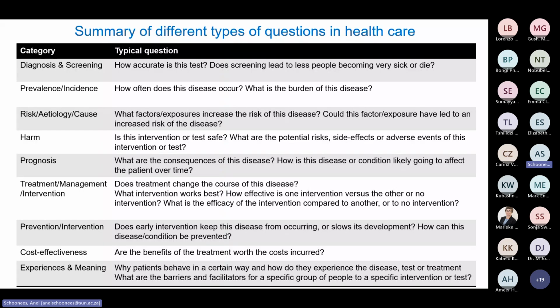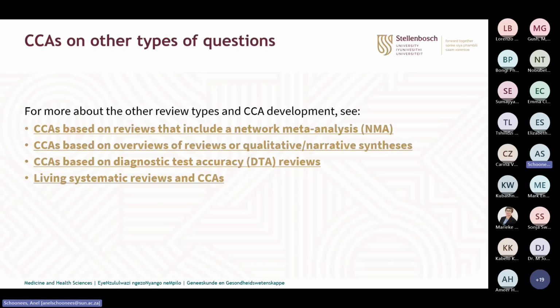So if you are interested in the other types of questions too, on the website, and also on my slides, which can be shared afterwards if need be, you can click on the link and it will tell you how the editorial team goes about producing Cochrane clinical answers on reviews where there's network meta-analysis, qualitative evidence, where the question is on diagnostic test accuracy. And there's also living reviews that, especially from the COVID era, became very useful and important.